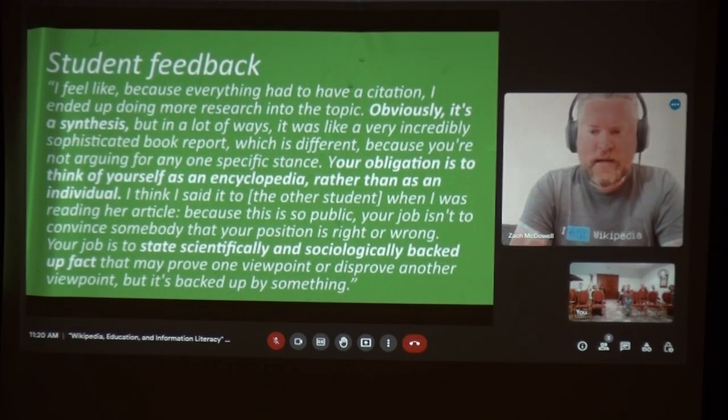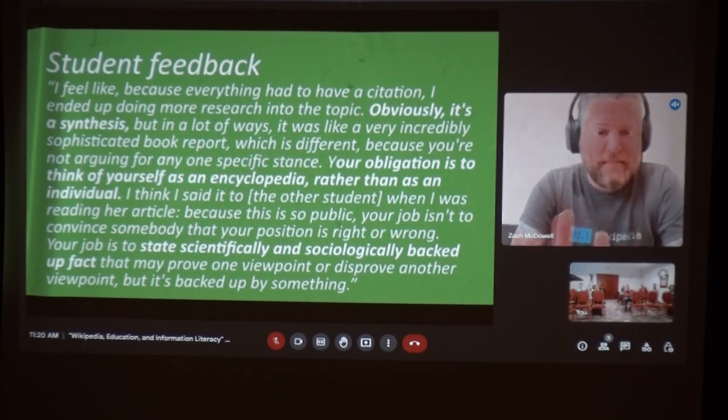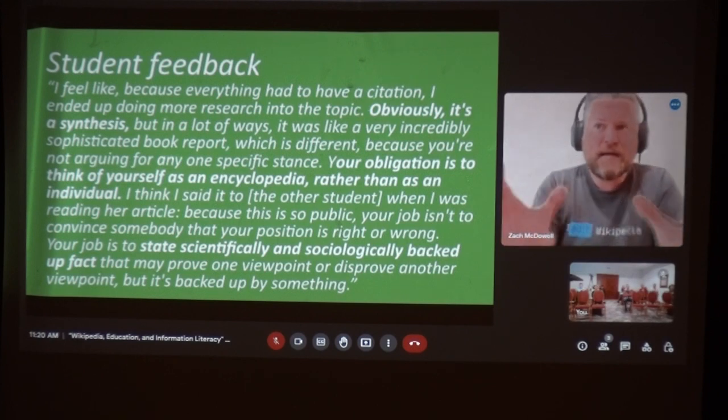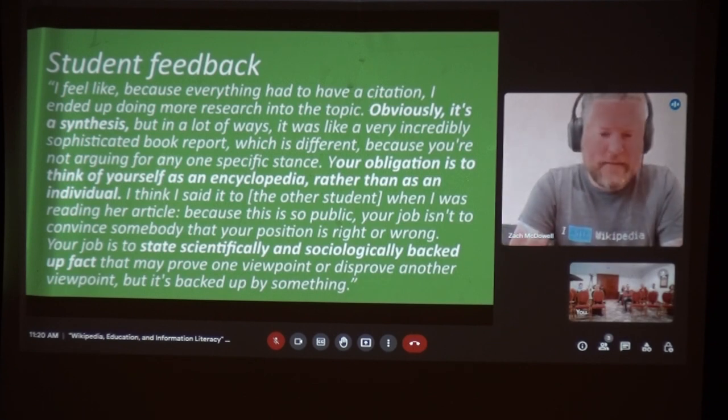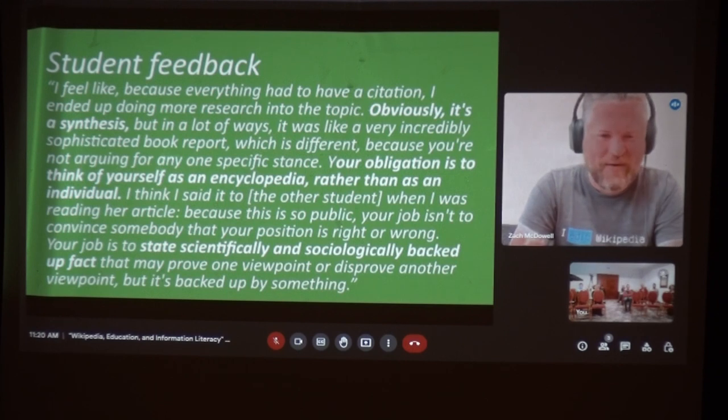Student feedback here is, you know, obviously it's a synthesis. Of course, this is against WP:SYNTH, but that's not what they mean. They don't mean a new synthesis. They mean it's taking different pieces, right? This is the problem with the English language sometimes: the term synthesis can mean bad things to Wikipedians, but not to students who don't know all the ways in which we use words. They obviously don't mean that they're trying to create new knowledge through that type of synthesis. What they mean is taking all the different knowledge that's out there and being able to put it into one document together.